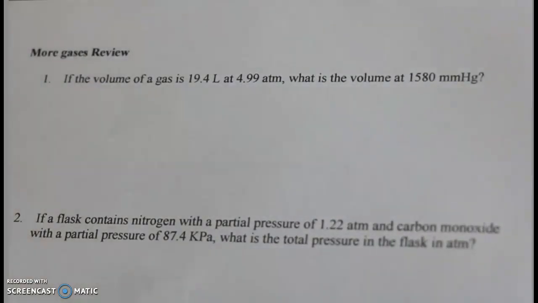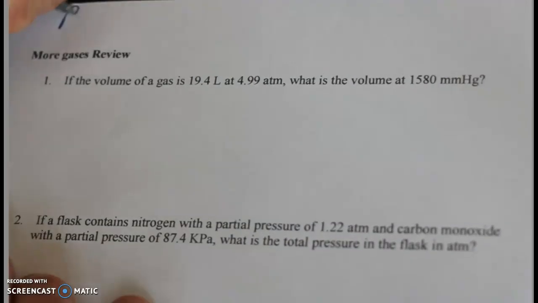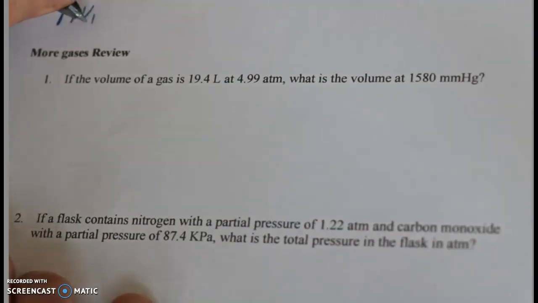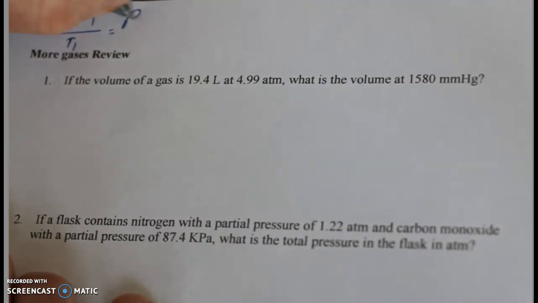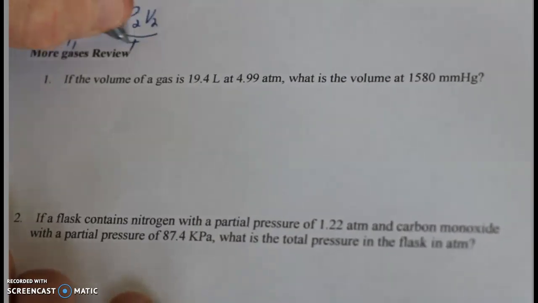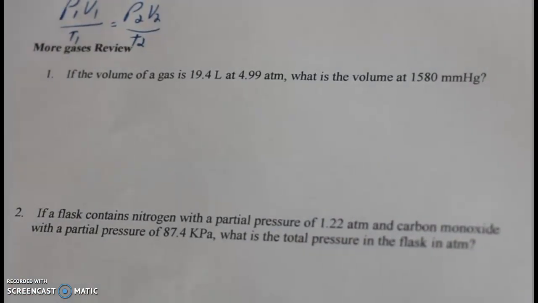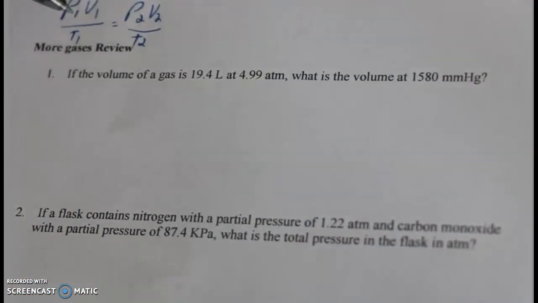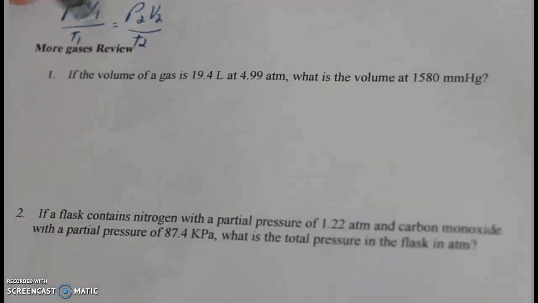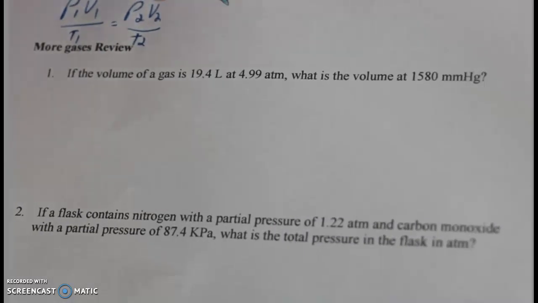There's not that many options. You have the combined gas law, P1V1 over T1 equals P2V2 over T2. Now we can adjust this for Boyle's law if we need to, which means temperature is not used, or we could adjust it for Charles' law, which means pressure is not used. So it's really giving us three different equations: Boyle's, Charles', and the combined gas law.